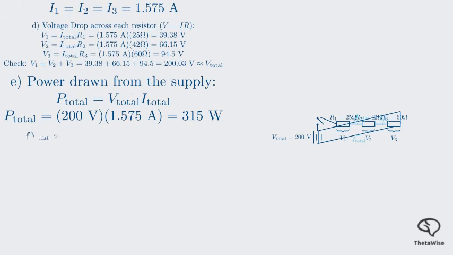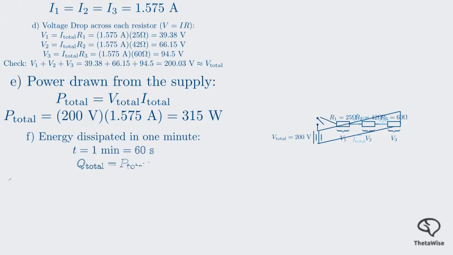Finally, the energy dissipated in 1 minute. Energy is power times time. First, convert 1 minute to 60 seconds. Then multiply our total power of 315 watts by 60 seconds to get 18,900 joules, or 18.9 kilojoules. So, in 1 minute, the entire circuit converts 18.9 kilojoules of electrical energy into other forms, mostly heat.